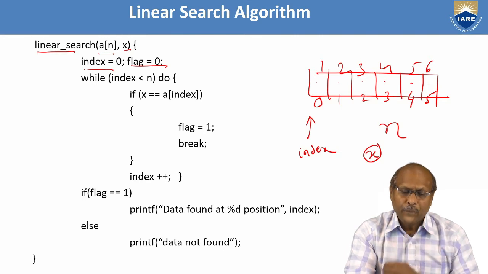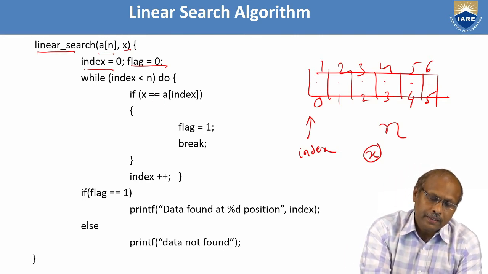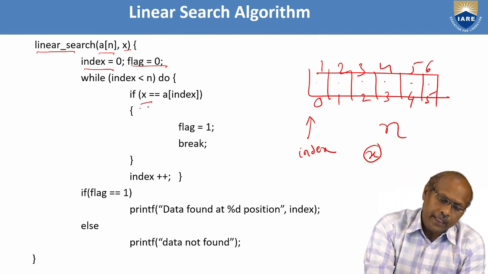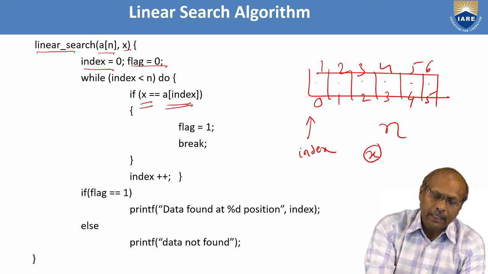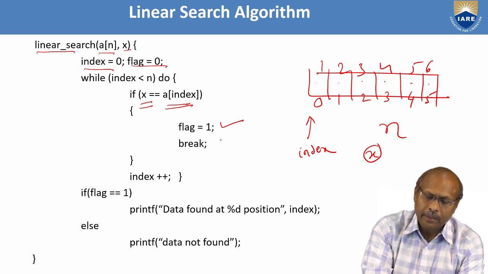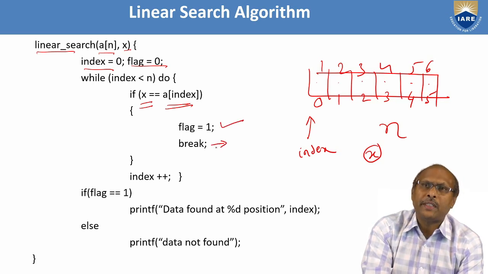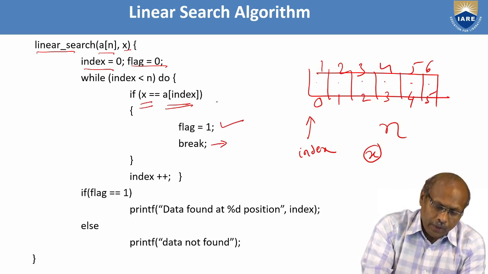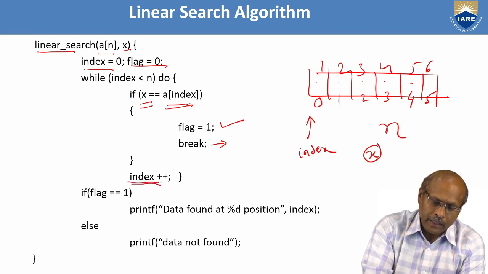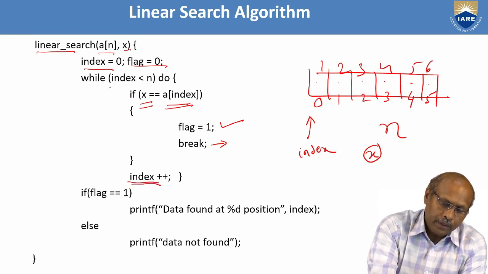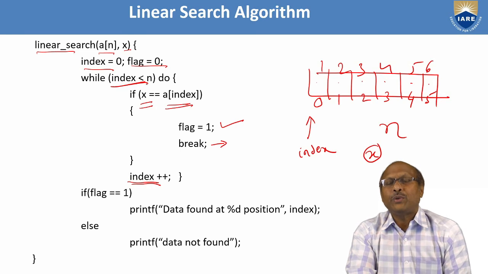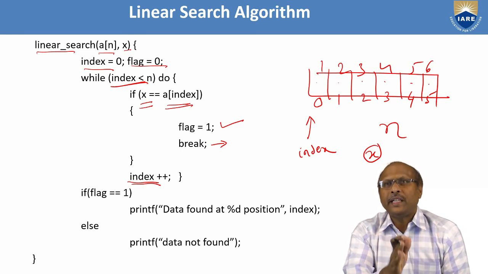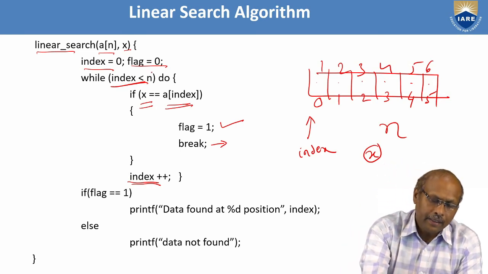It always compares the required data with every position. If it is equal, then the flag will be 1, then break. That means no need to repeat the loop. If it is not equal, I should go to the next position. So here I wrote a loop. The loop is repeating now. How long does the loop have to repeat? I told you it has to start from the beginning till the end. End means n, the number of elements.